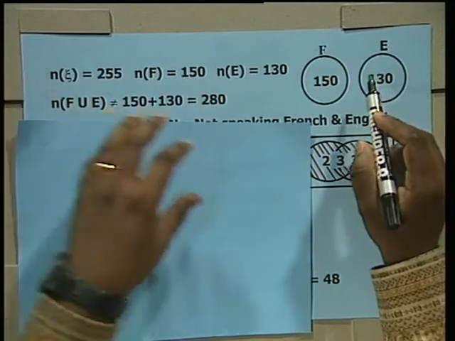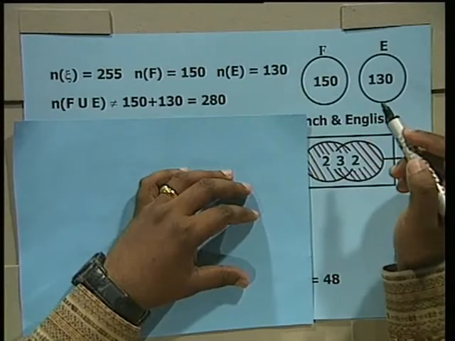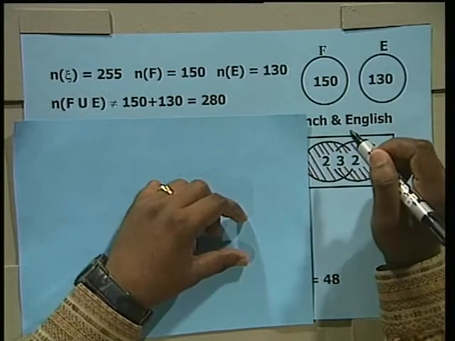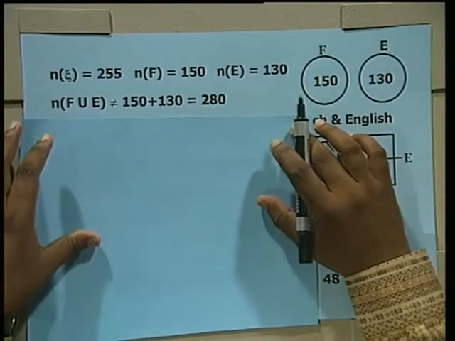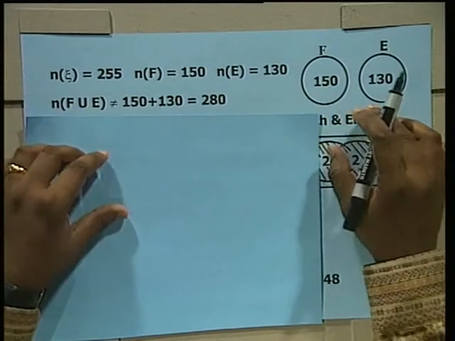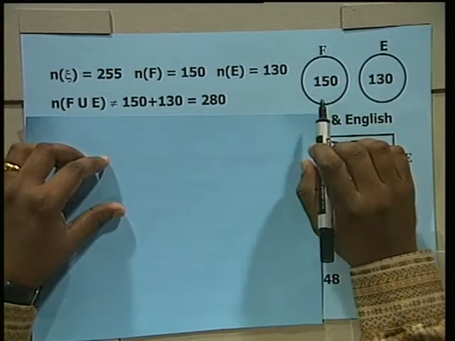The next step, as we did in the previous example, would be to find the elements which are common to both F and E. Unfortunately, we cannot do so here because we don't know the elements. We just know that there are 150 elements in the set F and 130 in set E. We don't know the common elements. How to proceed? So here we are going to find the number of elements in F union E. That is, the number of tourists in set F and E all together.